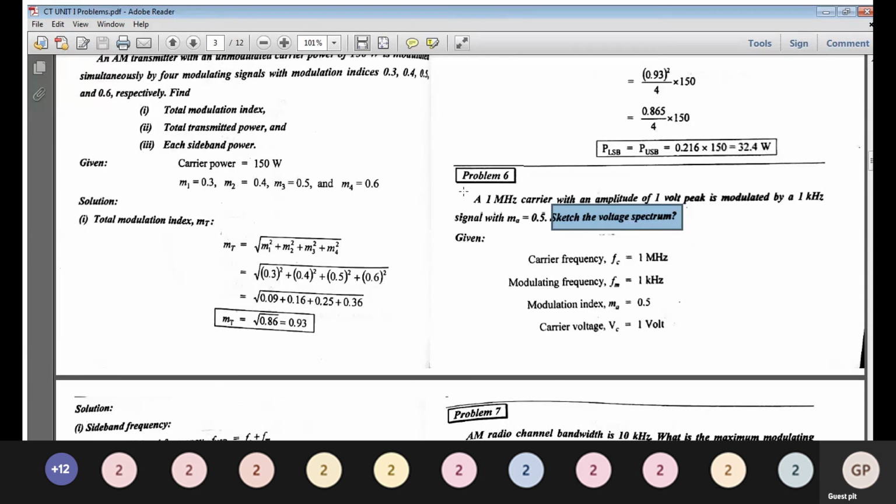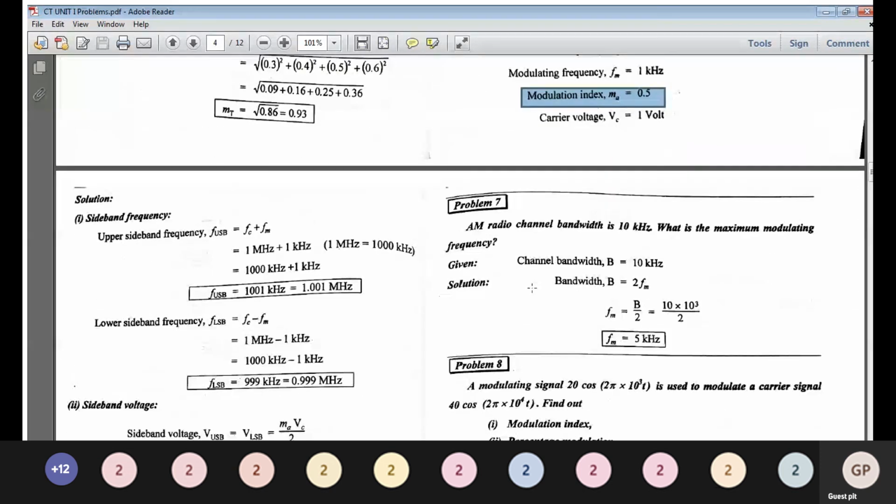Okay. So what are the parameters provided? First one is 1 megahertz carrier. So carrier frequency is equal to 1 megahertz. Carrier frequency notation, ma, FC. F suffix C is the carrier frequency. With amplitude equal to 1 volt. So carrier voltage is equal to 1 volt. Carrier voltage notation is VC. Okay, this carrier voltage is equal to 1 volt. The modulation index value is equal to 0.5. So all are provided.